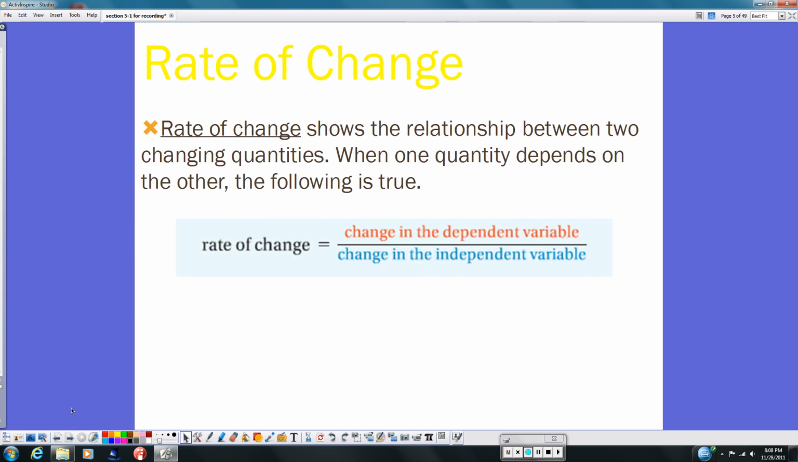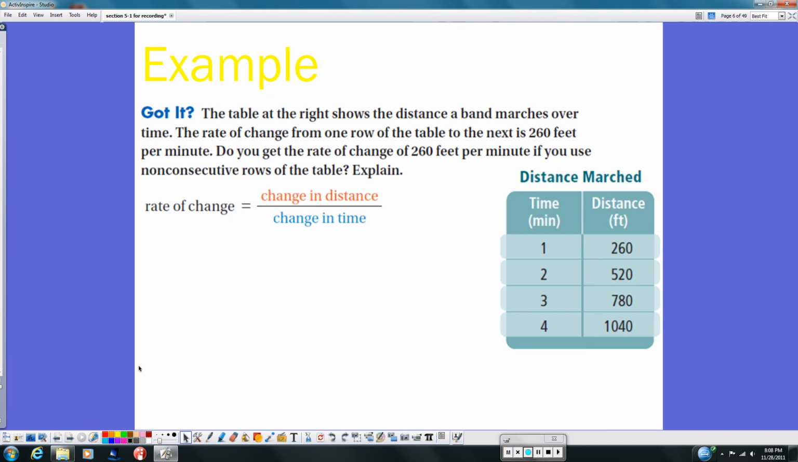So again, rate of change shows the relationship between two changing quantities. When one quantity depends on the other, the following is true. The rate of change is equal to the change of the dependent variable over the change in the independent variable. So we can take a look and figure out slope when we have a table.